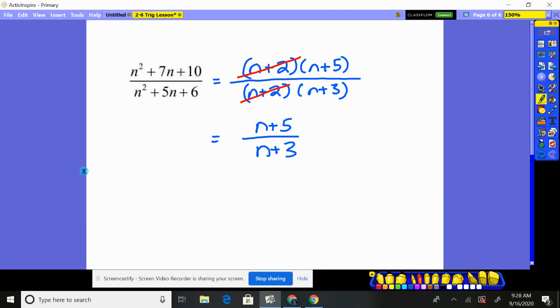That's much easier to plug. Let's say n is 11. Would you rather plug 11 in here, or 11 plus 5, 16, over 11 plus 3, 14? I would much rather plug into the n plus 5 over n plus 3.